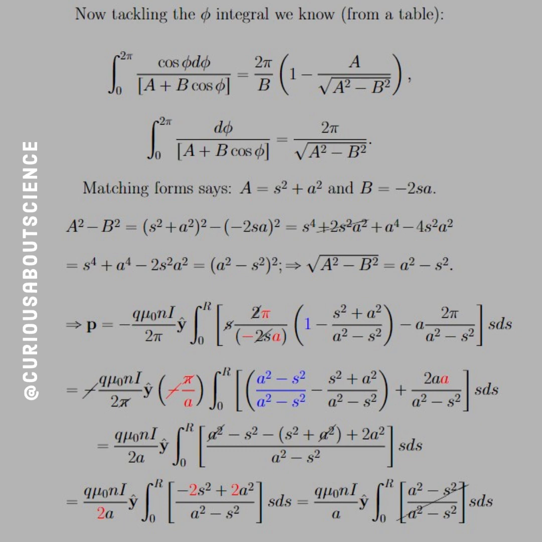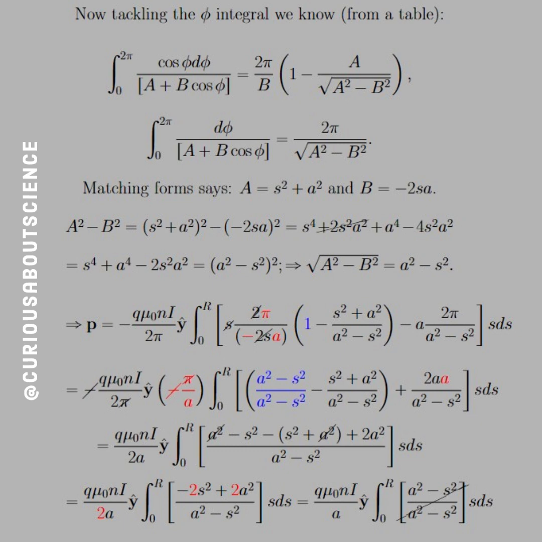All of this is just trying to simplify. It's just algebra, but it can definitely be messy. You see the negative signs cancel after we factor out. The π's cancel as well. So in the next step, we have qμ₀nI over 2a in the y-hat direction.